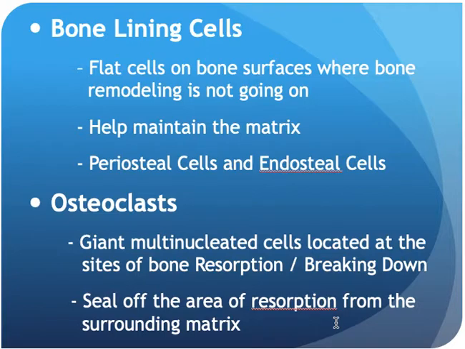So bone lining cells are flat cells on the bone surfaces where bone remodeling is not going on. They help to maintain the matrix, and again, these are my periosteal cells and my endosteal cells. And remember, those are my outer covering and the inner covering of the bone.